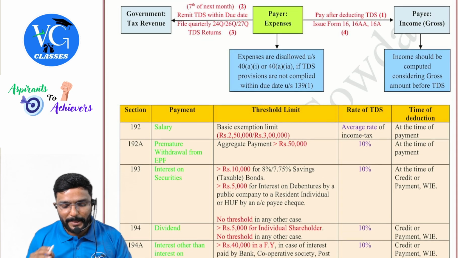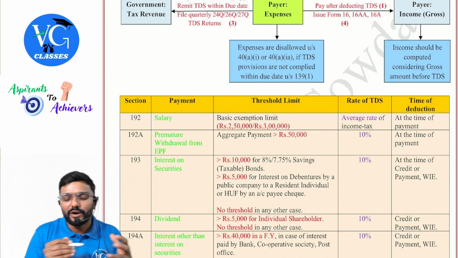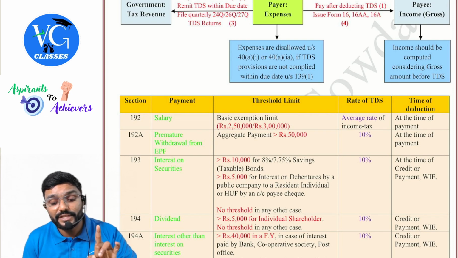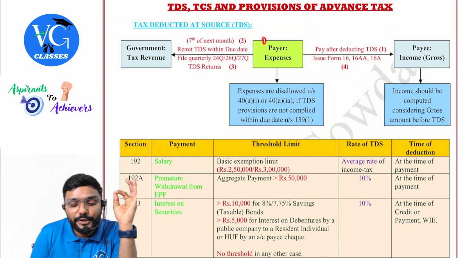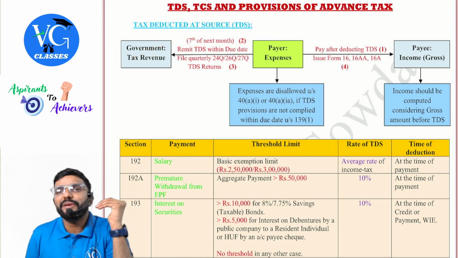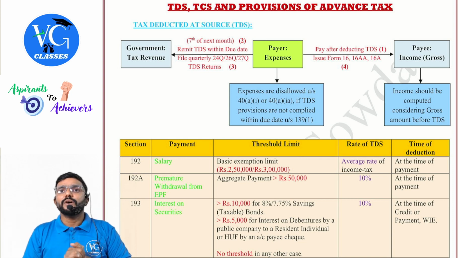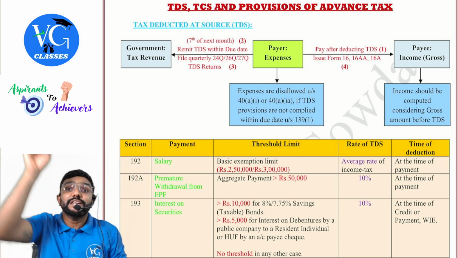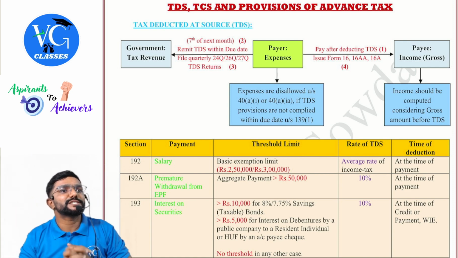Where is it given, sir? You can see. Expenses are disallowed under section either 40A(1) or 40A(1)(a) if TDS provisions are not complied with within the due date. Guys, please observe the change here. What is the due date to deposit TDS? 7th of next month. But in the PGBP head, they are telling if you have not deducted TDS or else deducted but not remitted to the government within the due date of filing the returns, you cannot claim that expenditure.